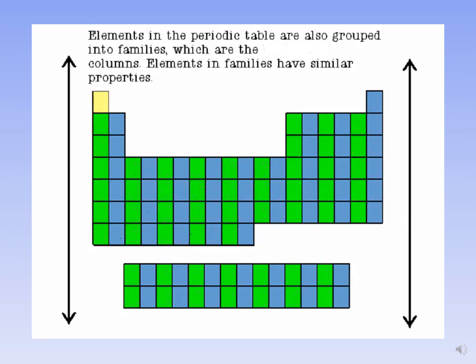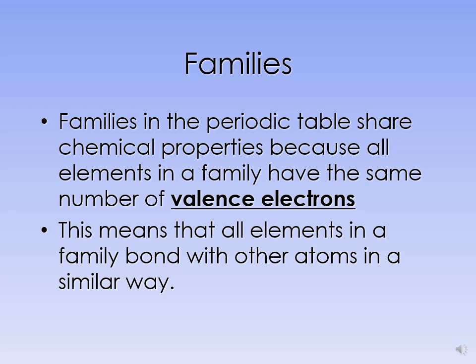Instead, we look at elements, we divide them into families, which are grouped vertically in columns. And all the elements in families have similar properties. And the reason for this is that they have a similar valence electron structure. And by valence electrons, we're talking about the outermost electrons. So these families, they all generally behave in the same way because they have a similar affinity for their outermost electrons.